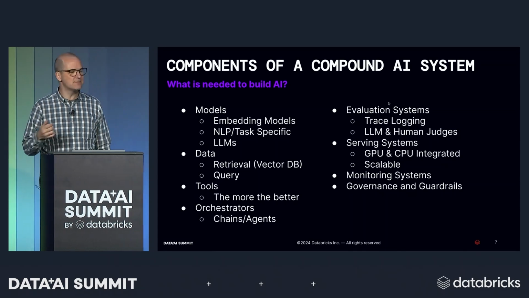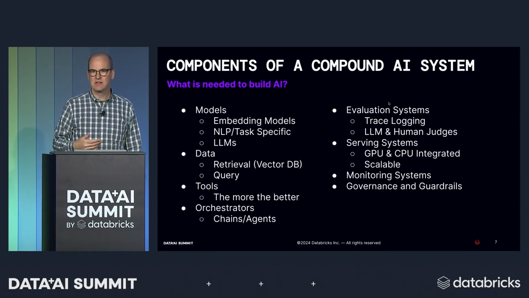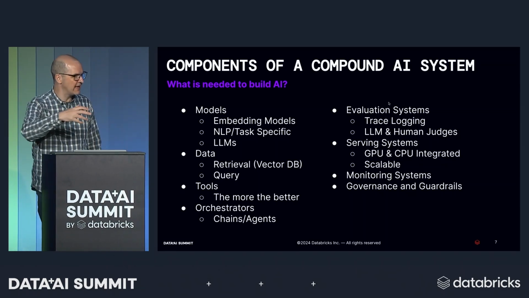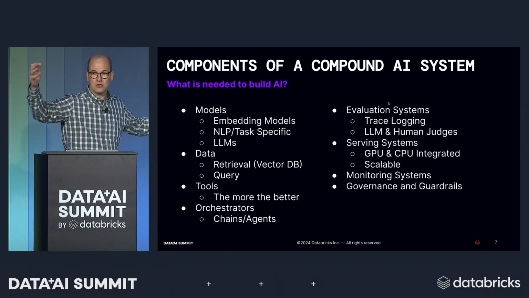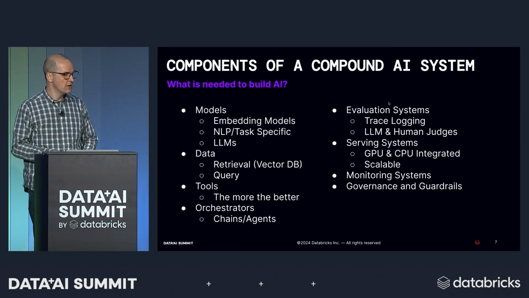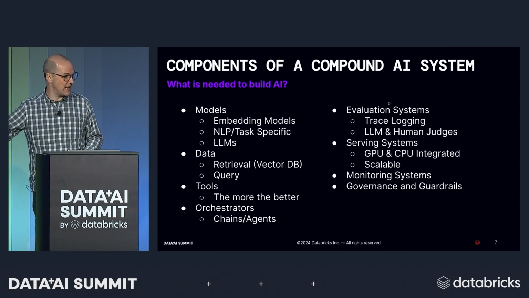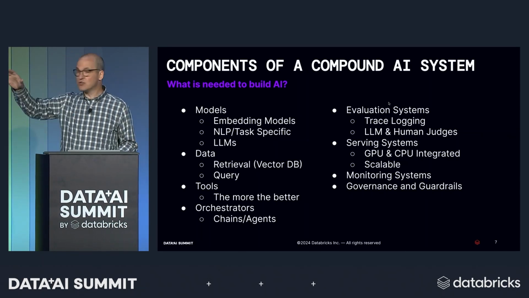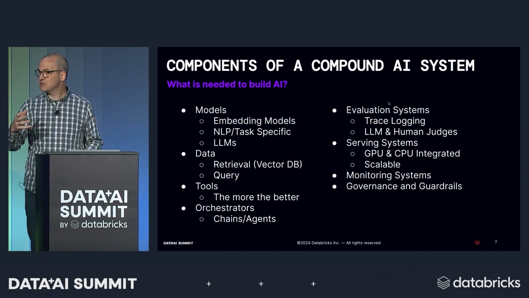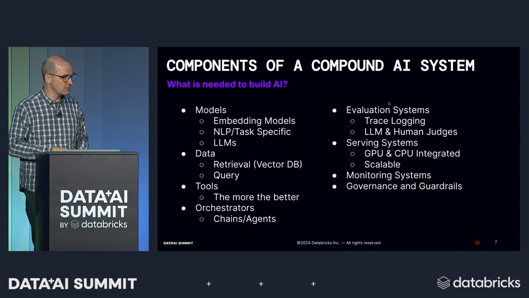Well, we're talking about models, and these might be embedding models. These might be task-specific LLMs. These might be big, large, state-of-the-art LLMs, right? We're talking about data. That data might be embeddings in a vector database. It might be structured data that you're querying using generative AI capabilities, right?